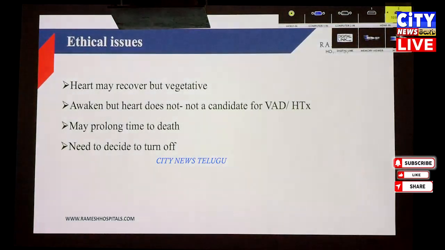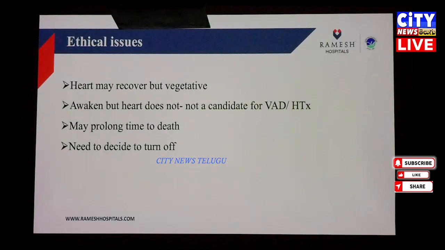So these are some of the ethical issues. In these scenarios, you can't offer much. Basically, you're putting on an ECMO and you're just prolonging the time to death. That's why before initiating ECMO, other than answering all those questions, you always need to have an exit plan. And this has to be conveyed to the relatives while counseling.